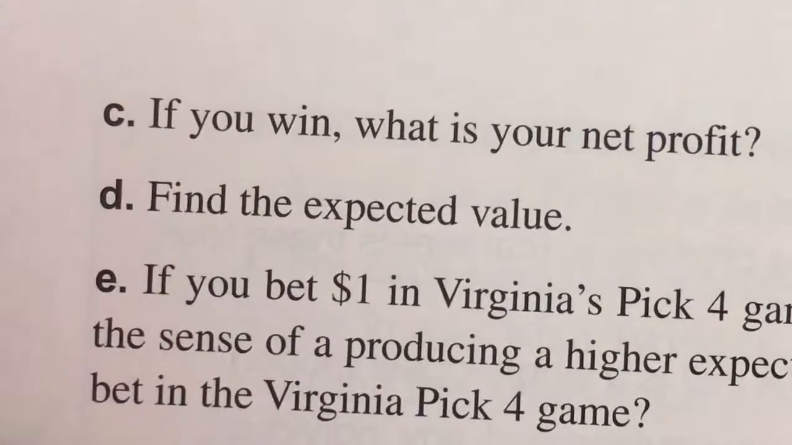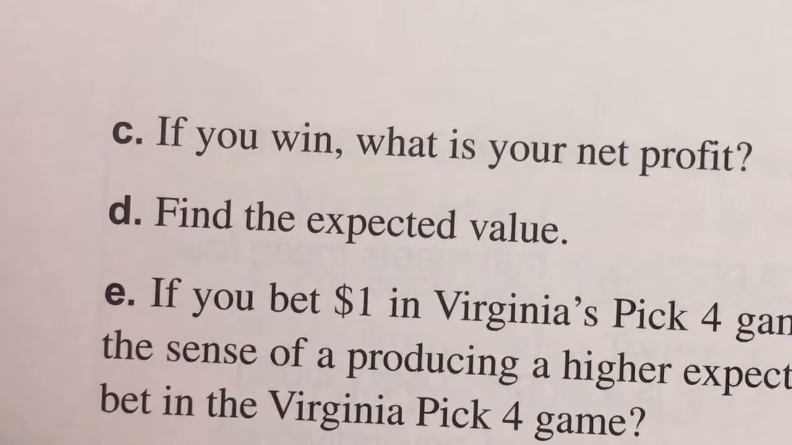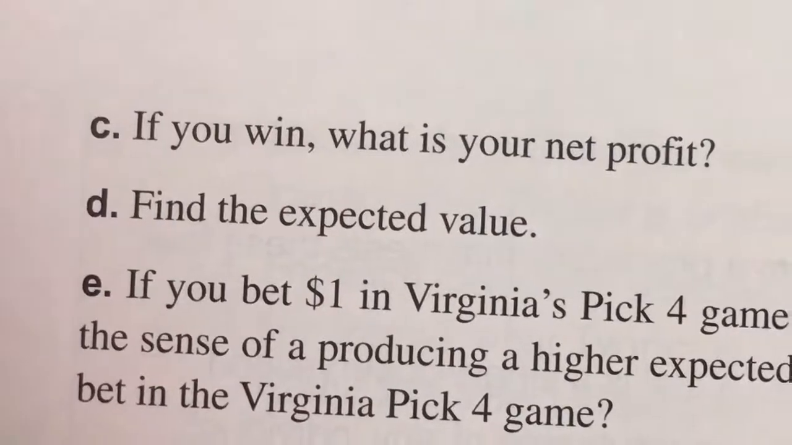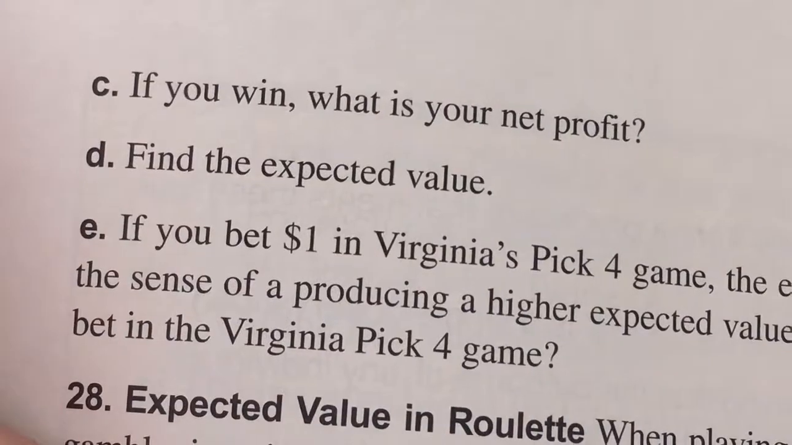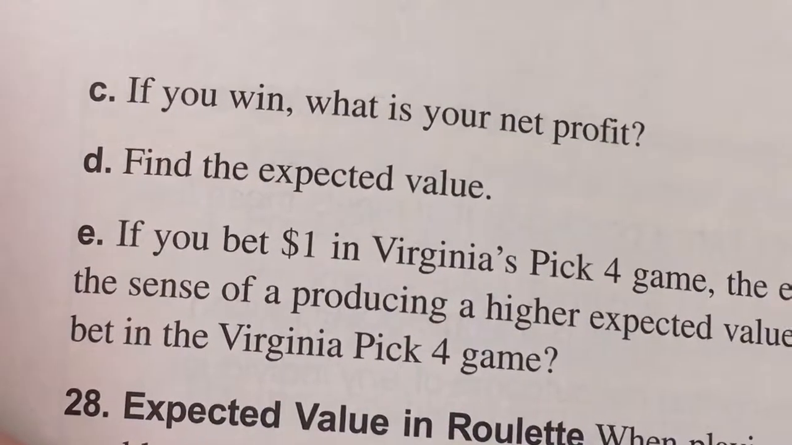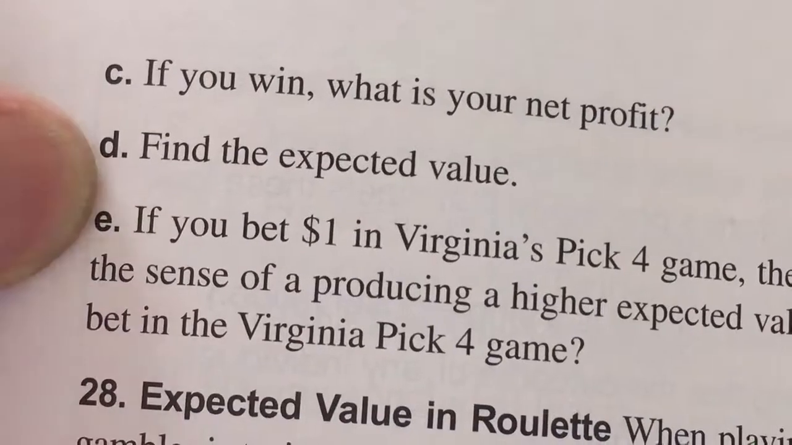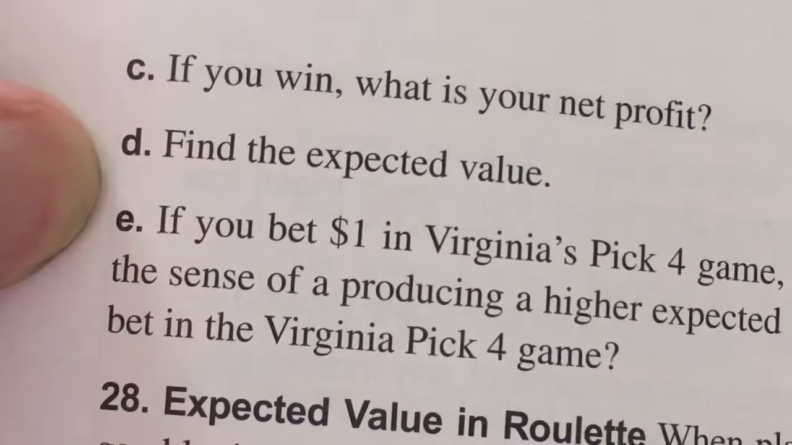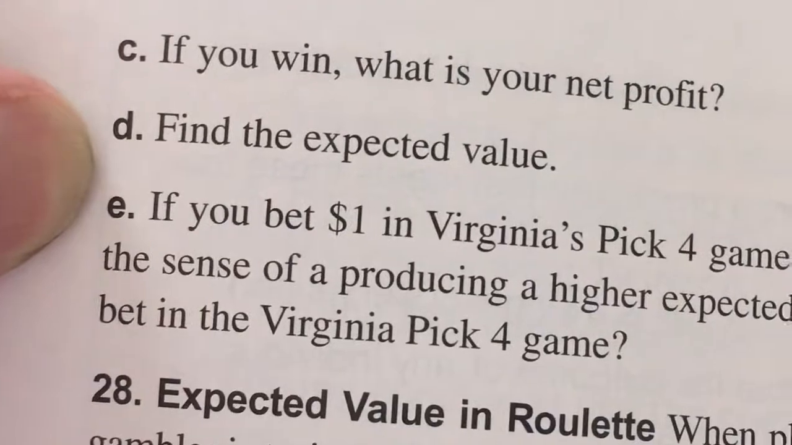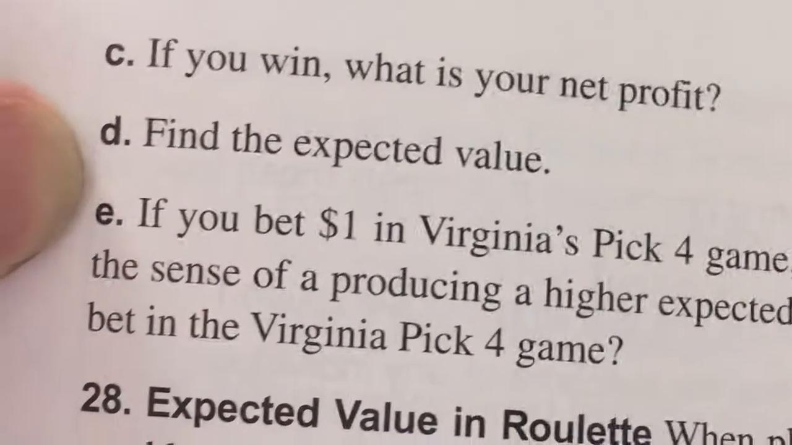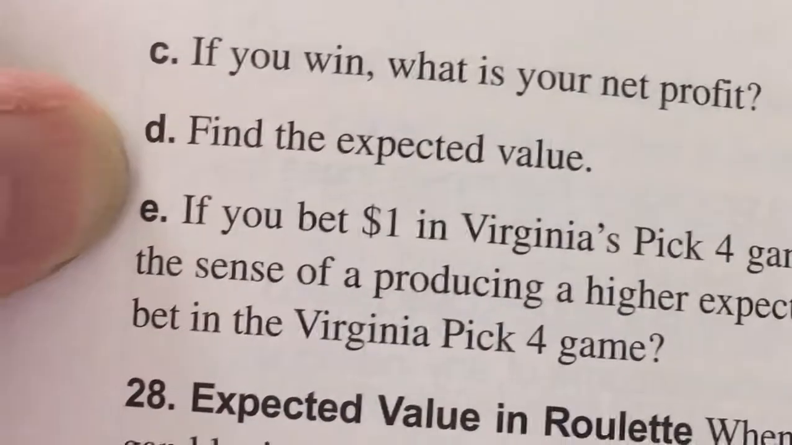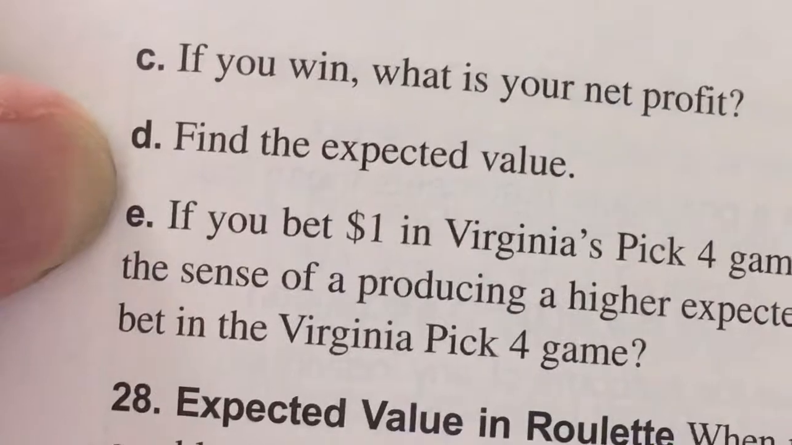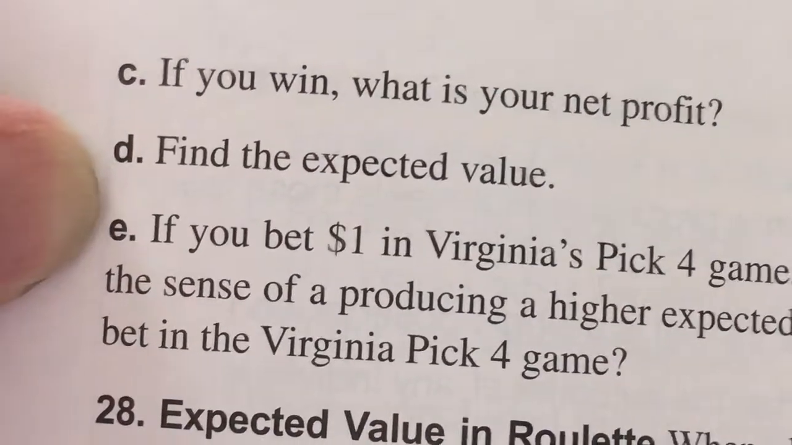And then C says, if you do win, what is your net profit? If you win, you paid $1 for the ticket, and they said if you win, you collect $500. So 500 take away $1 is $499. And then D says, what is your expected value? So when we have the expected value, we're going to take the probability that we lose times the -1 plus the probability that we win times the 499.